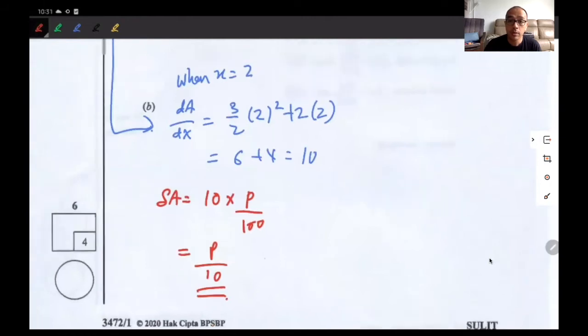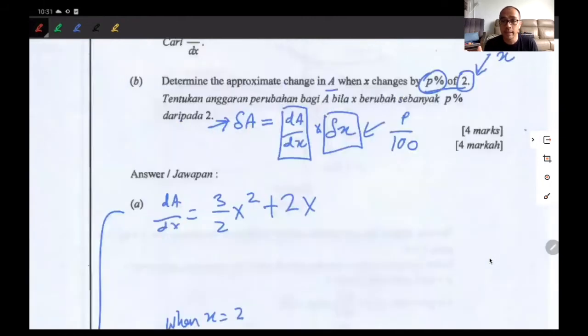Okay. So in this question, nothing really much. The only thing that makes it difficult is the p%. That's the only thing that makes it a bit confusing, but nothing really much to it. The steps to find delta A, the approximate change in A, are the same. Find the value of dA/dx and then find the value of dx. It's just that the value is in the form of p. There is no number for that.